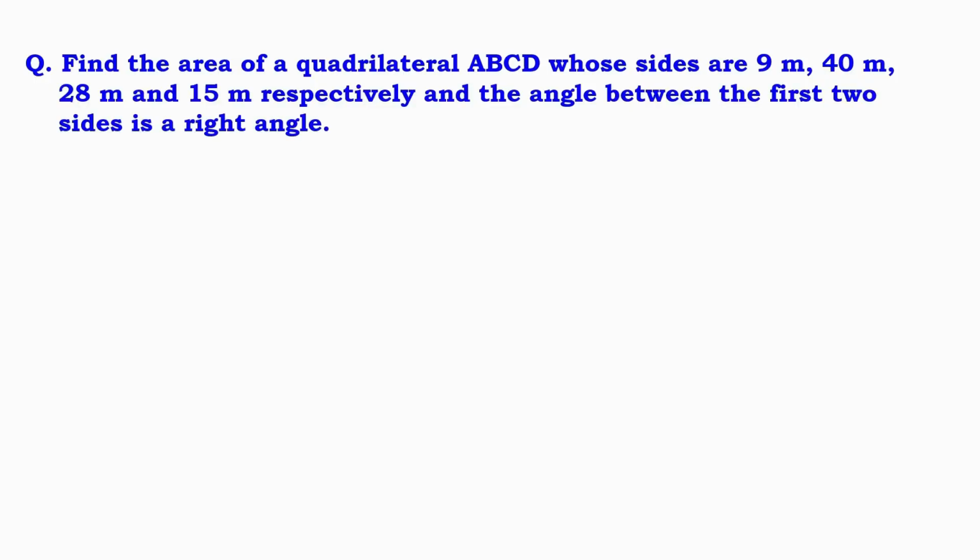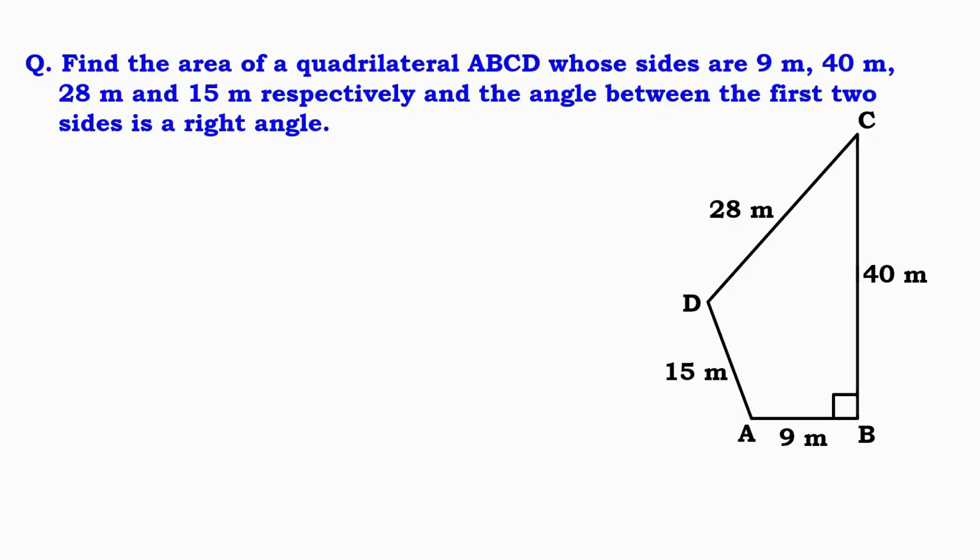Find the area of a quadrilateral ABCD whose sides are 9 meter, 40 meter, 28 meter and 15 meter respectively, and the angle between the first two sides is a right angle. Okay, so let's take a look at the question.